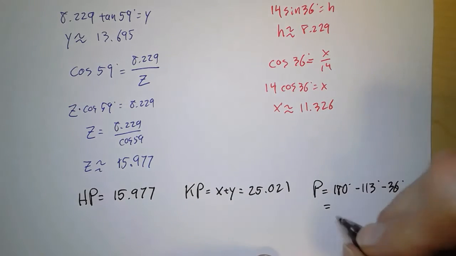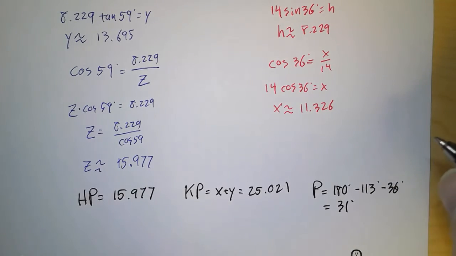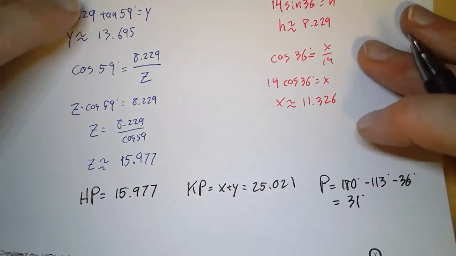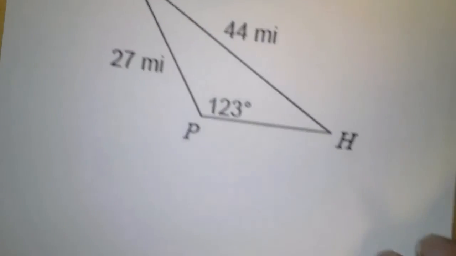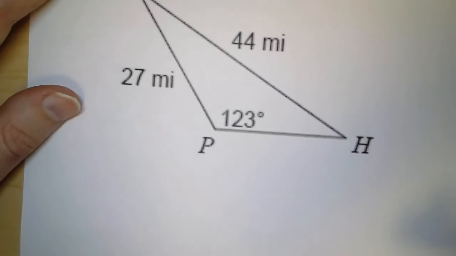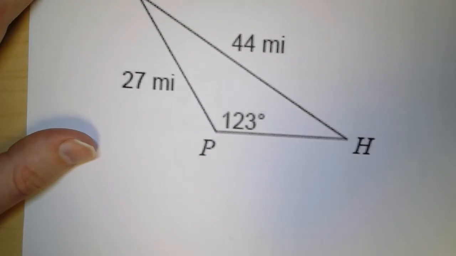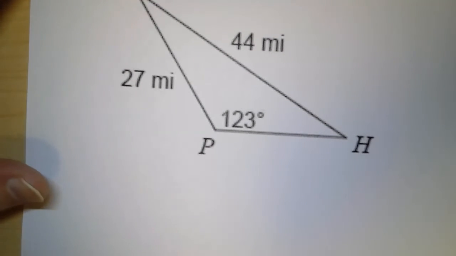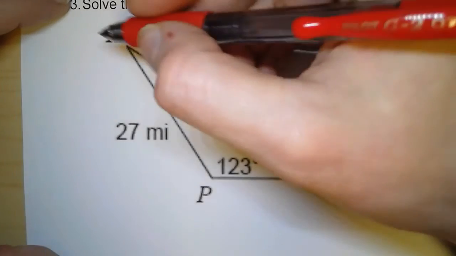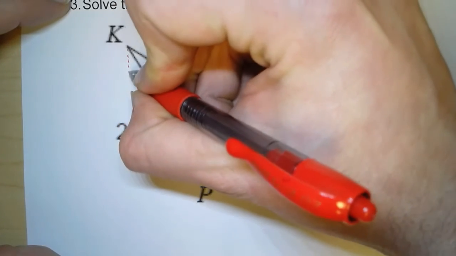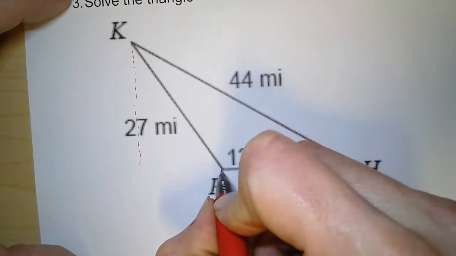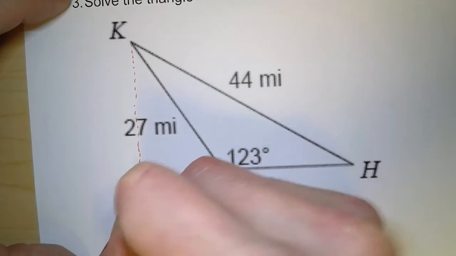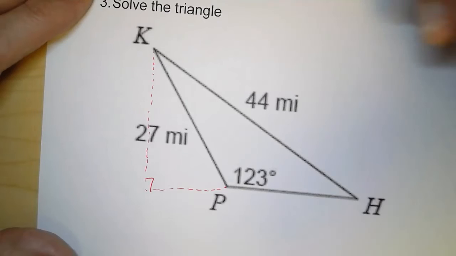And we get 31 degrees. So on the next one, this one's a little bit more difficult because here we will draw the height, and we're not going to turn the triangle around. We're going to draw the height from right here. But the issue is it falls outside the triangle. So how does that work? Well, we're just going to extend this triangle over like that.